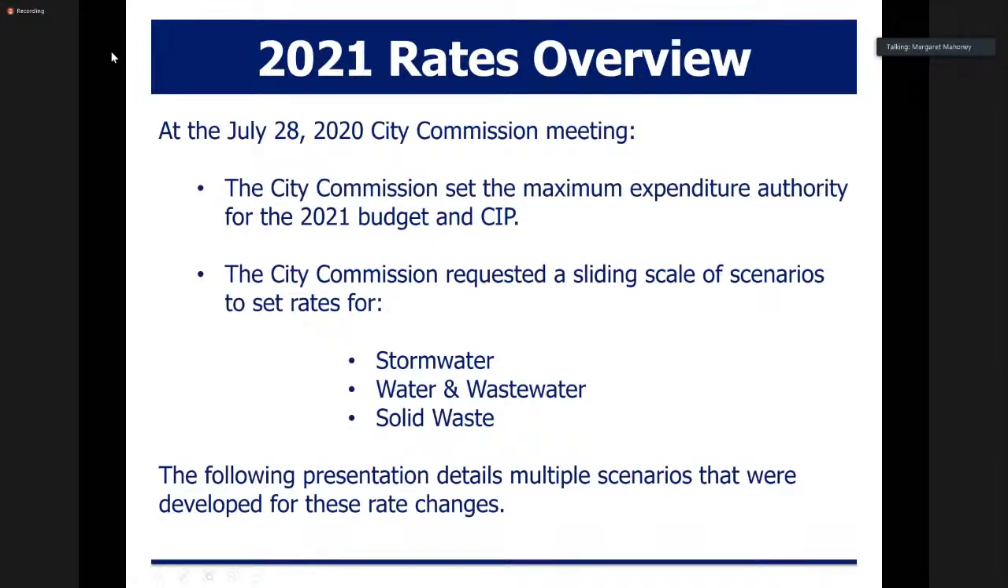Maggie Mahoney, Management Analyst for Municipal Services and Operations. Good evening, Commission and Mayor. As Dave said, there was a lot of help putting together this presentation, and I wanted to thank in particular Mike Lawless for all his help in putting this all together, and all of the MSO staff that spent many hours doing this. So thank you for your patience in waiting for this presentation.